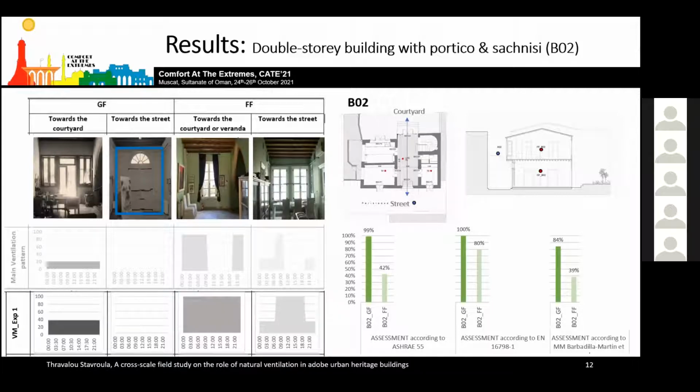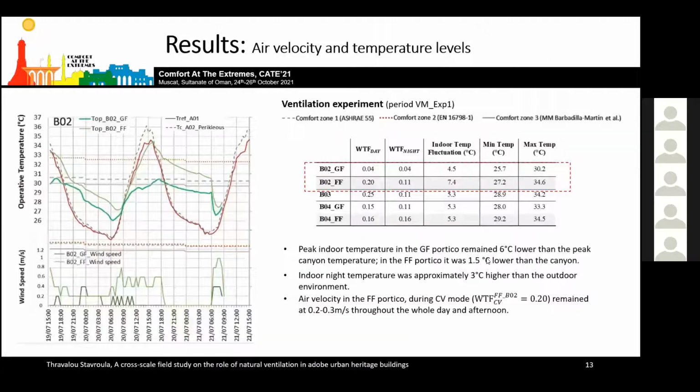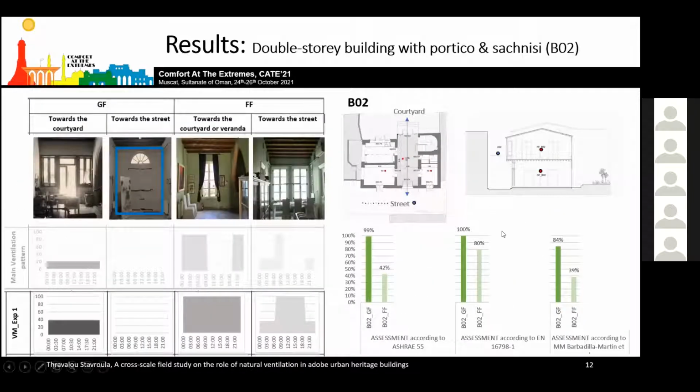Although the applied window operation pattern was driven by the aim of recording the maximum indoor air velocity rather than obtaining indoor thermal comfort, it is interesting to note the impact of excessive daytime heat gains in thermal comfort assessment. As observed, the percentages of time within comfort in the first floor portico were reduced to 80% according to the European standard, 42% according to ASHRAE 55, and 39% according to the mixed mode model.